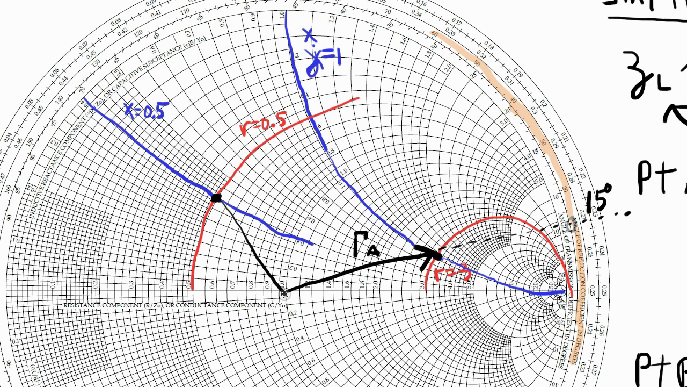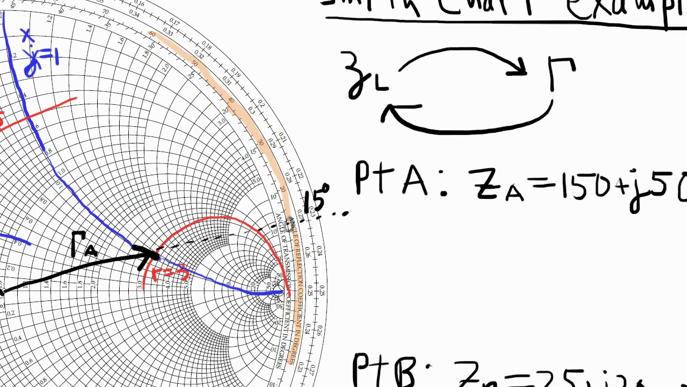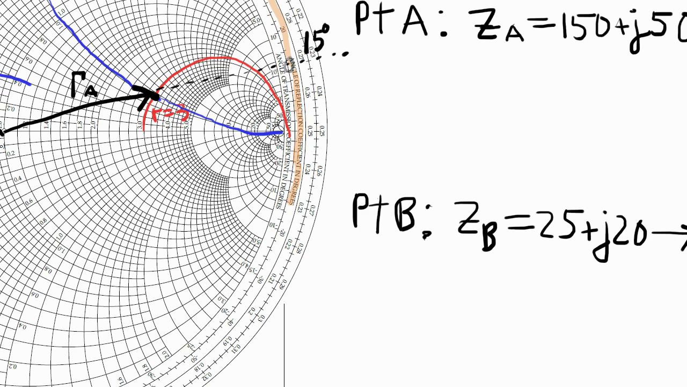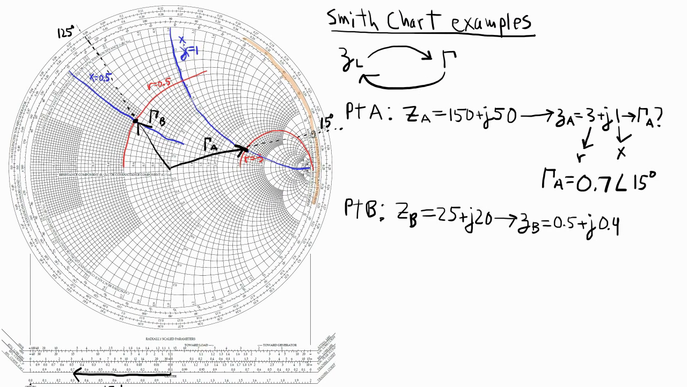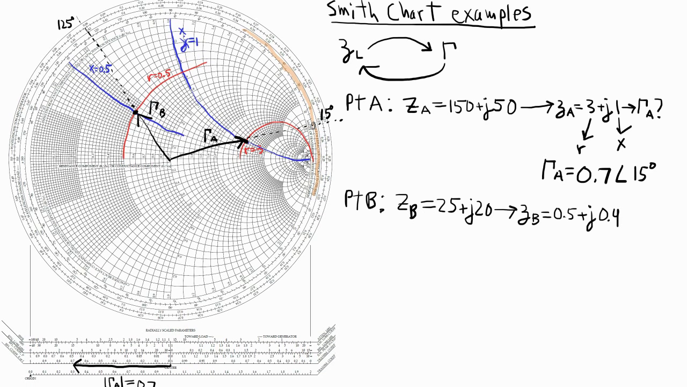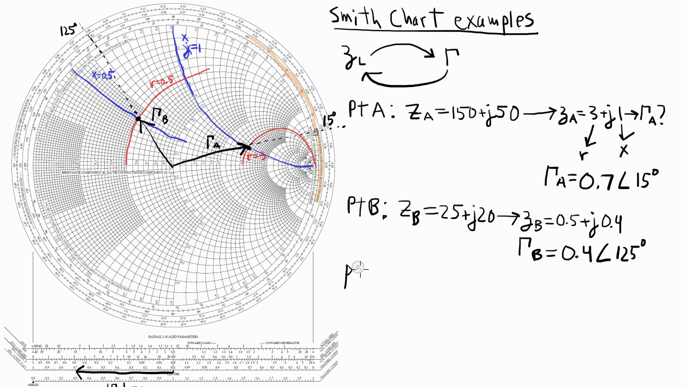So there's the intersection, and there's the vector gamma B. And again, I can extend this vector to the angular scale to find the angle or the phase of gamma B to be 125 degrees. So there it is. I found that the reflection coefficient that corresponds to 25 plus J20, gamma B, is equal to 0.4 with a phase of 125 degrees. Okay, now let's move on to point C.